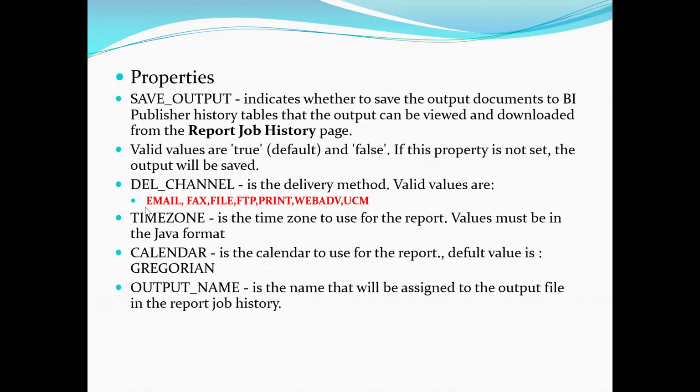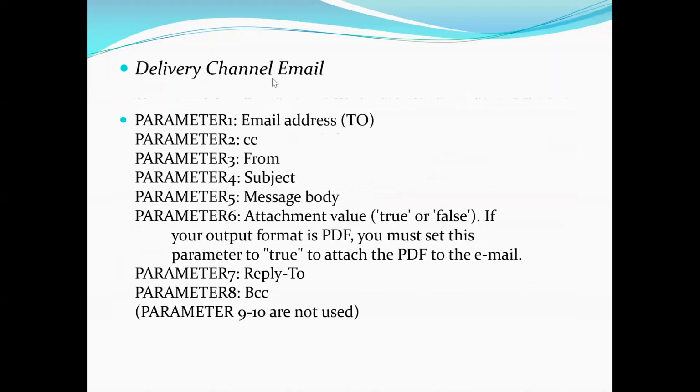Delivery channel. These are the possible delivery channels from Oracle: email, fax, file, FTP, print, WebDAV, and the UCM. These are the common ones. If it is email, the delivery channel represents email. Parameter 1 is the email address, 2 is the CC, 3 is the from, 4 is the subject, 5 is the message body, 6 is the attachment, 7 is reply to, 8 is BCC, 9 to 10 out of scope.